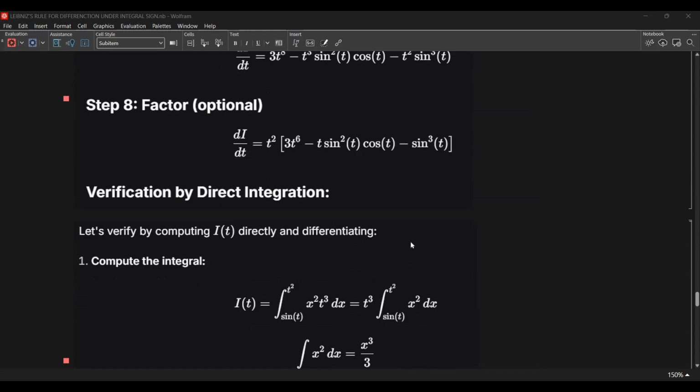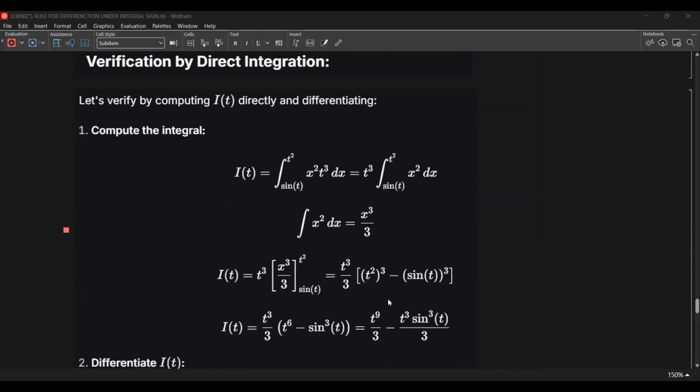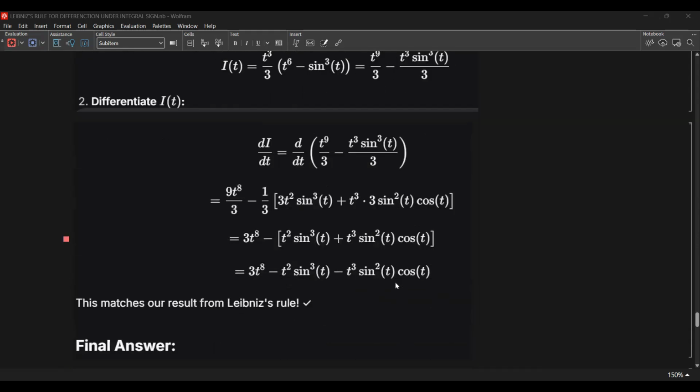Let's verify by computing I of t directly and differentiating. So verification by direct integration here. So I of t is equal to t to the 9 over 3 minus t cubed sine cubed over 3. By differentiation here, we differentiate this. So 3t to the 8 minus t squared sine cubed minus t cubed sine squared cosine t.